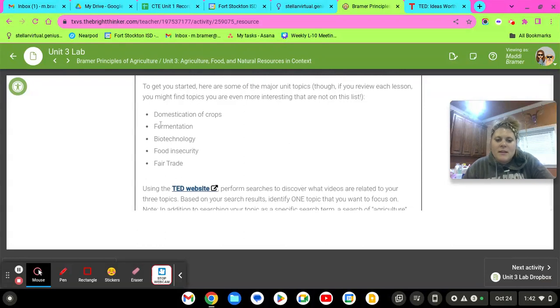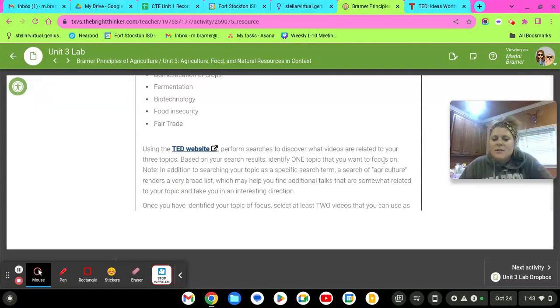So some things like the domestication of crops, so how we went from just finding the wild corn or wild rice to the corn that we grow now. There's lots of different varieties. Think of popcorn. There was no popcorn before. Fermentation, biotechnology, food insecurity, and fair trade. So those are some different topics, or you can choose a different topic from one that we talked about.